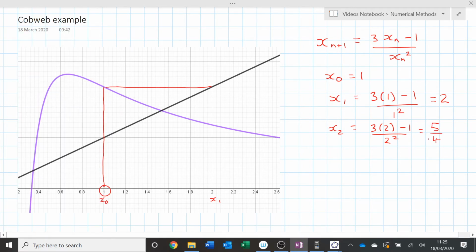Let's see it on the picture. So what's happened there is we have gone down to the curve and across to y equals x.